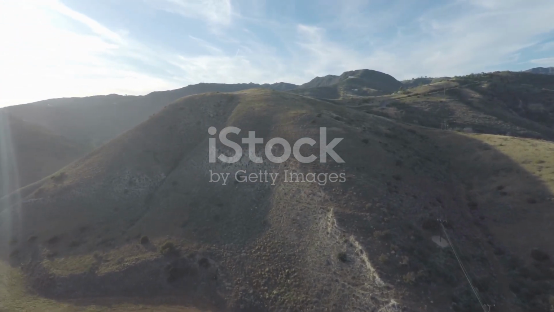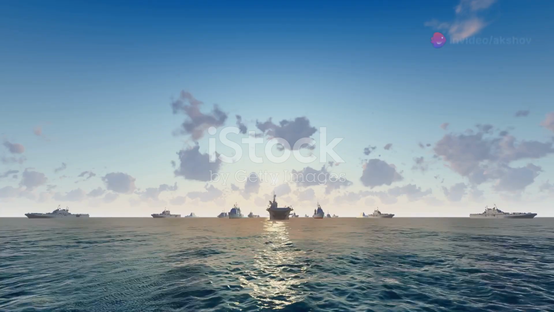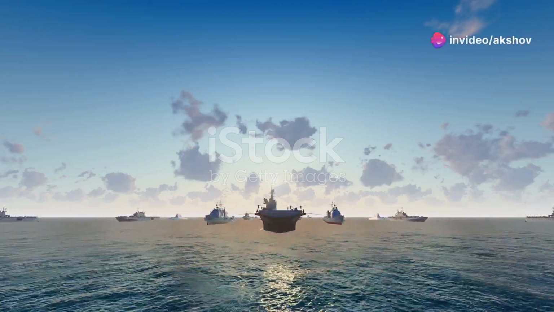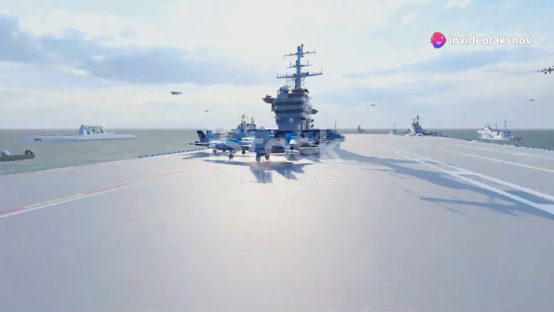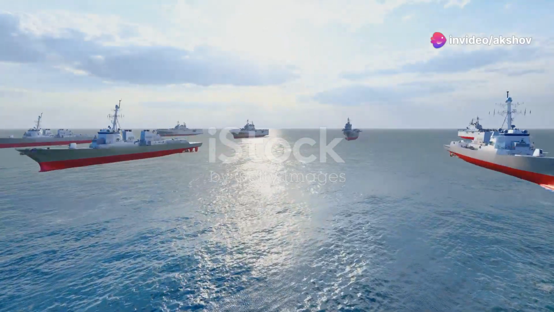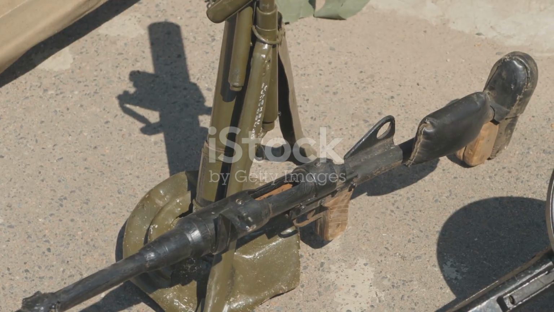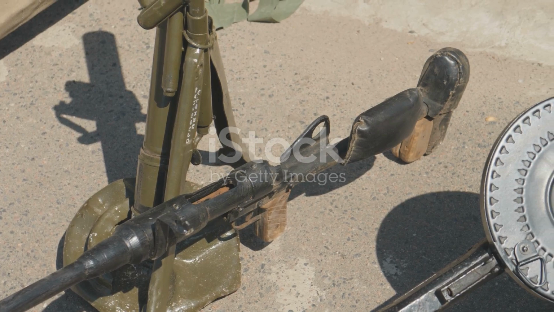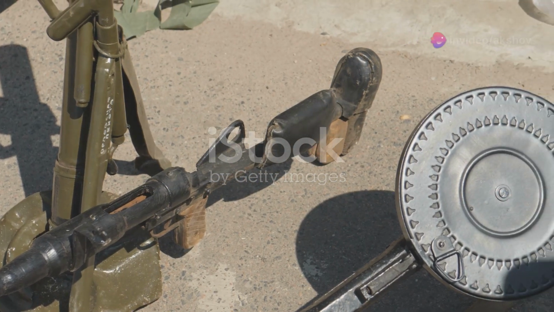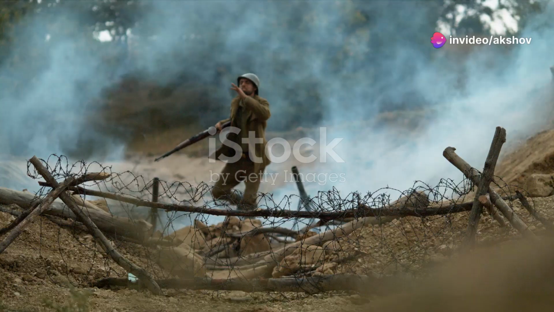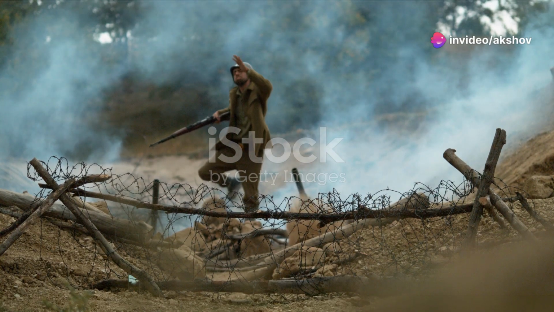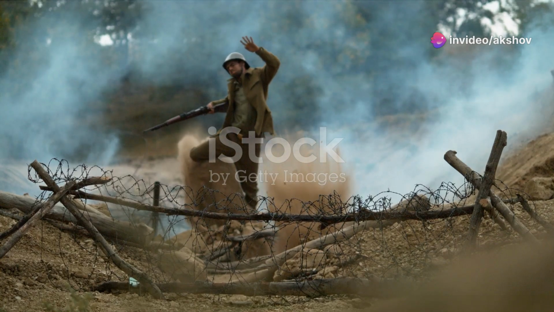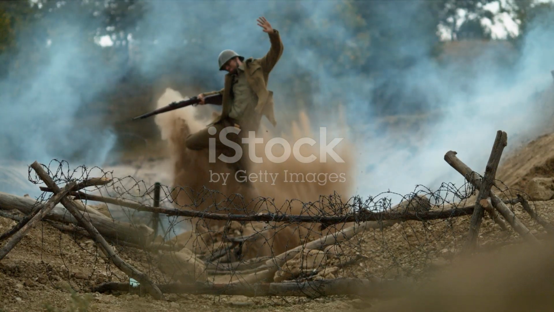Transition to the Pacific Ocean. Across the Pacific, the Battle of Midway in June 1942 was a decisive naval engagement that shifted the balance of power. The Japanese Imperial Navy, seeking to eliminate the United States as a strategic power, launched an ambitious plan to capture Midway Atoll. However, American codebreakers had deciphered Japanese plans, giving the US Navy a crucial advantage.